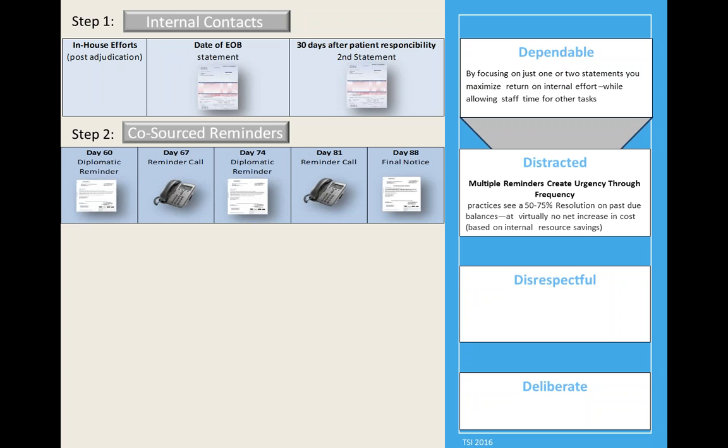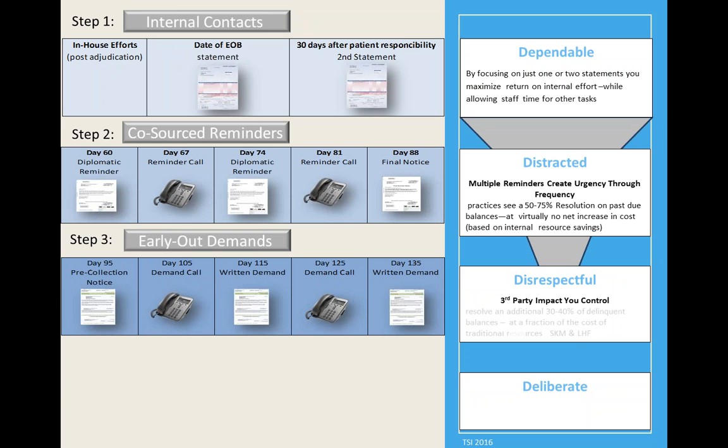Step 2, first-party reminders. These multiple reminders create urgency through frequency, where practices experience a 50 to 75% recovery on past due balances at virtually no net increase in cost based on internal resource savings. And all statements appear to be generated directly from your practice.